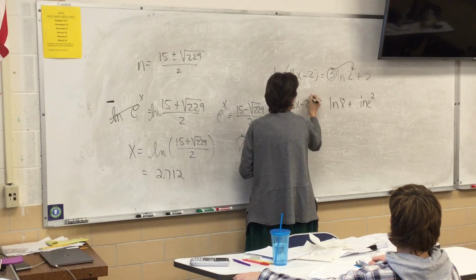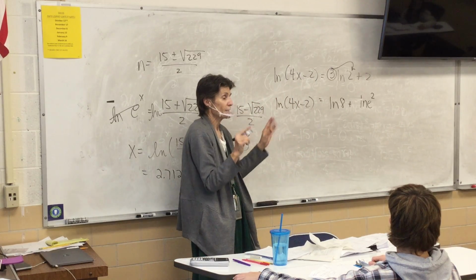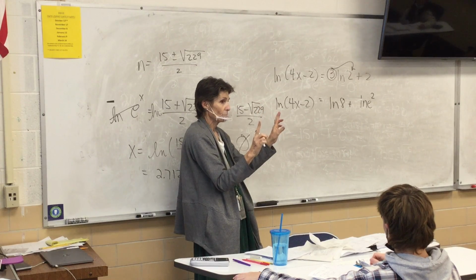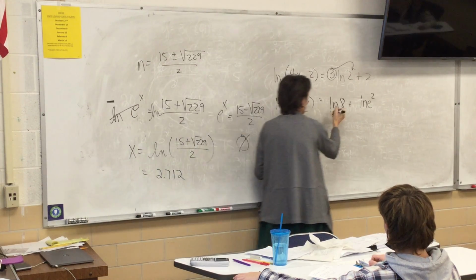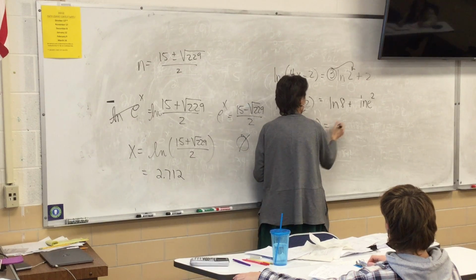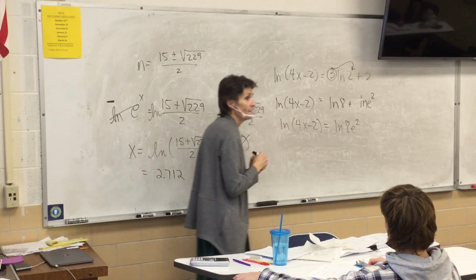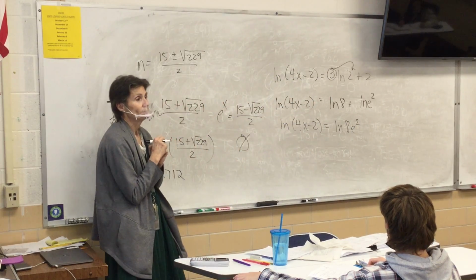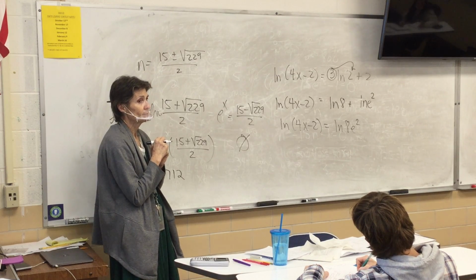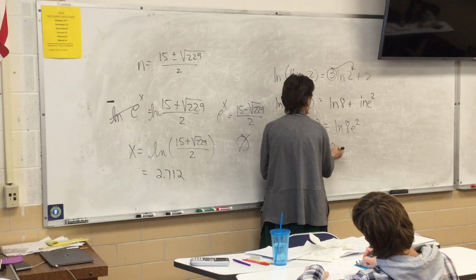Now, these two logarithms, do not drop the logarithms. You cannot drop them unless you have one on each, just one on each side, okay? So I'm gonna combine those two. They are an addition, so they will combine as a multiplication. You with me? Now I can drop them. So 4x minus 2 equals 8e squared.